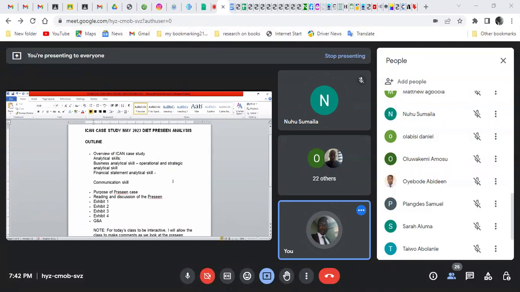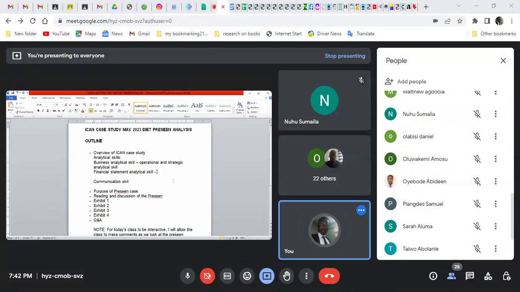So the second one is the financial statement analytical skill. This is where we do financial analysis. We analyze the financial statements. The tools we use there, for case study purposes, are trend analysis and ratio analysis. These are the two key tools that we use. We can also use common size analysis, but because of time, you will not really have so much time in the exam to combine all these tools. So you can just focus on trends and ratios.